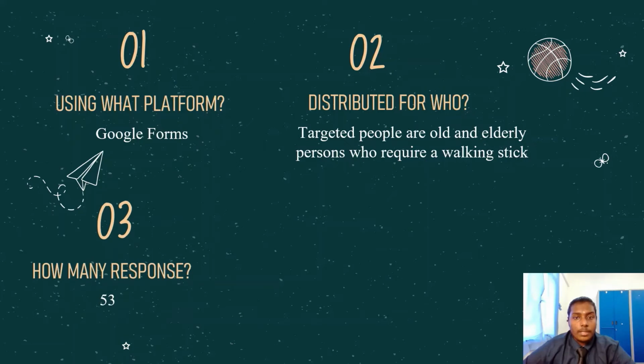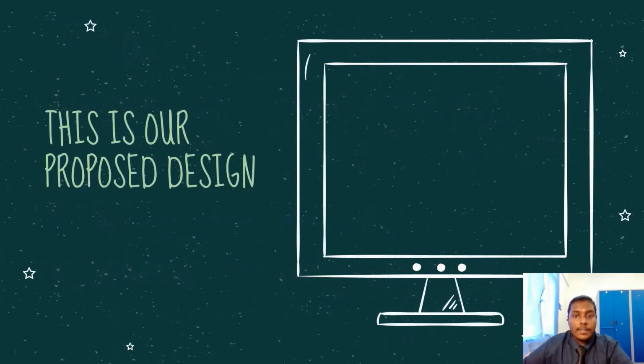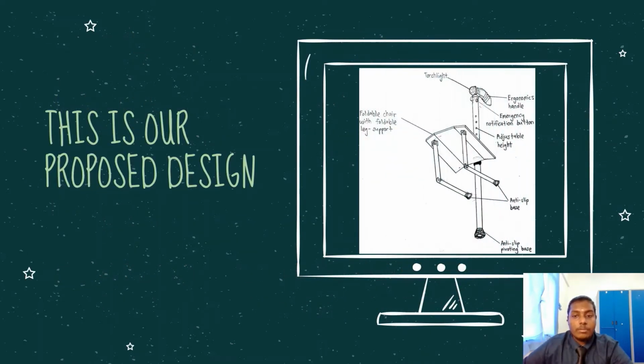Thirdly, we were able to obtain the feedback on the walking stick from 53 people using this Google form. And lastly, the majority of them agreed to design a multifunctional walking stick to replace the existing walking stick. This is because some of them have faced some difficulties using the existing walking stick, mainly because the existing walking stick is limited to its function. This is our proposed design in the market survey Google form.